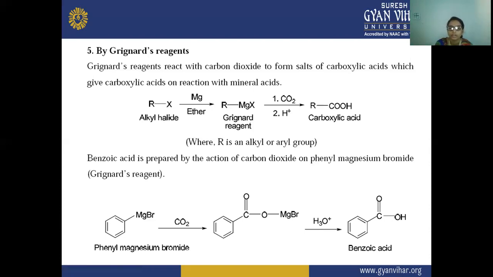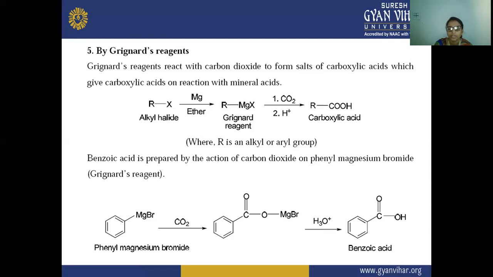So this is the Grignard reagent. In this, firstly, the Grignard reagent is formed from the alkyl halide, and after that, it is reacted with carbon dioxide, and there is a formation of a salt of an acid. After that, it gets hydrolyzed with the mineral acid, and a carboxylic acid is formed here.